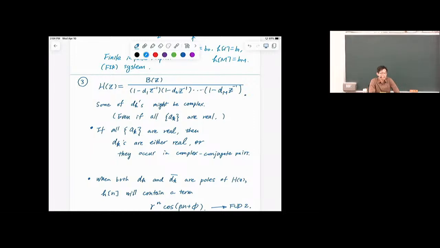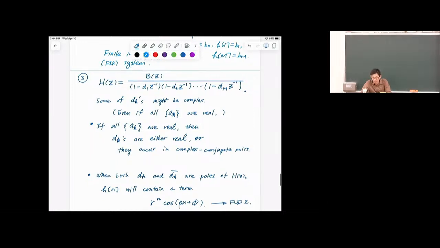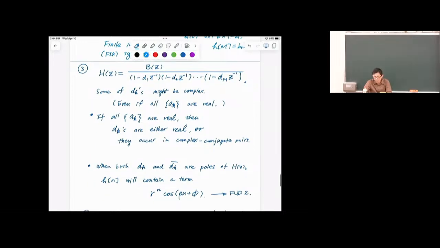So you can imagine that when we randomly design a system with B of z over A of z, we want to locate all the poles, and some of the poles got to be complex valued. They may have imaginary parts. That makes sense, right? When we design a system and write down A of z and find out, oh, some of the poles got to be complex.